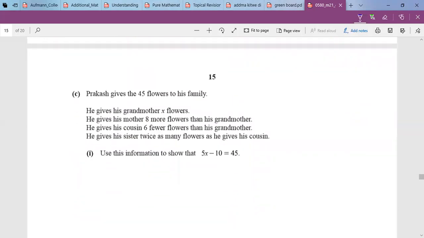Prakash gives the 45 flowers to his family. The grandmother is given x flowers. He gives his mother 8 more than his grandmother. So the grandmother is given x, and the mother will get 8 more, so we add 8. It is 8 plus x.